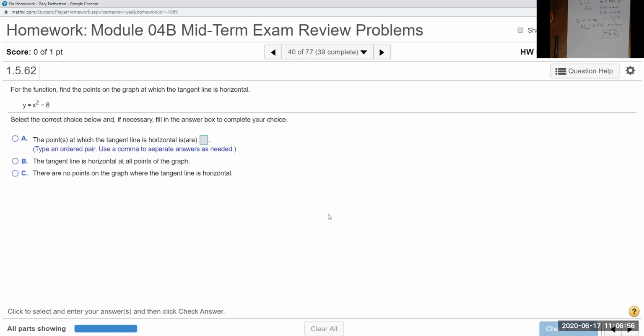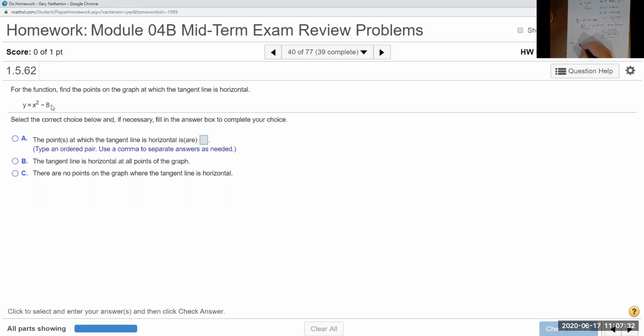Okay, here's a similar kind of problem, but with a little twist. So number 40 says, for the function, find the points on the graph at which the tangent line is horizontal. So here's an equation, here's your graph, here's your function. And they're trying to figure out the points on this graph where the tangent line is horizontal. So I'm going to write down the information for this problem, and then I'm going to talk about it, and then we're going to solve it. So let me write it down so I don't have to keep going back and forth.